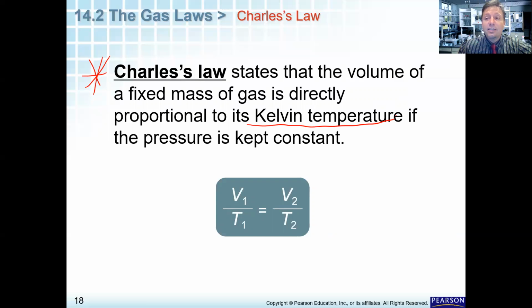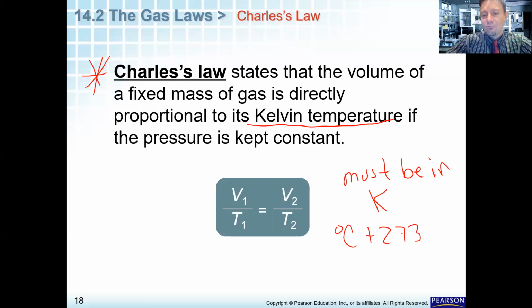A lot of these problems just give you straight Celsius, degrees Celsius. You have to convert. So you must be in Kelvin. And to get to Kelvin, you have degrees Celsius plus 273. And that equals Kelvin. So that is just a quick reminder on that.